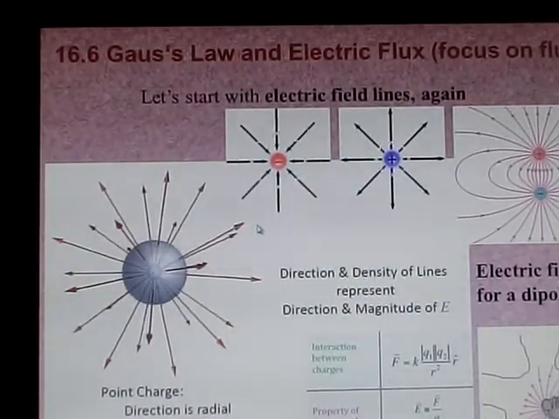All right, now let's go into Gauss's law and electric flux.